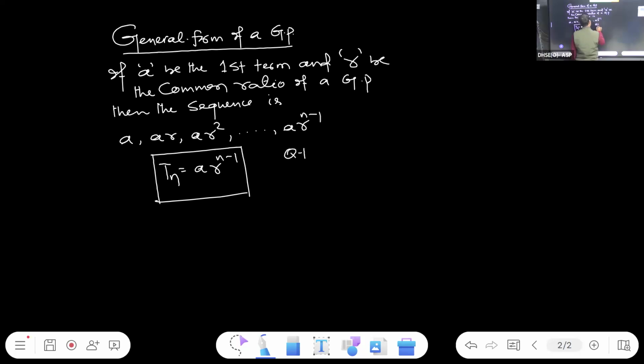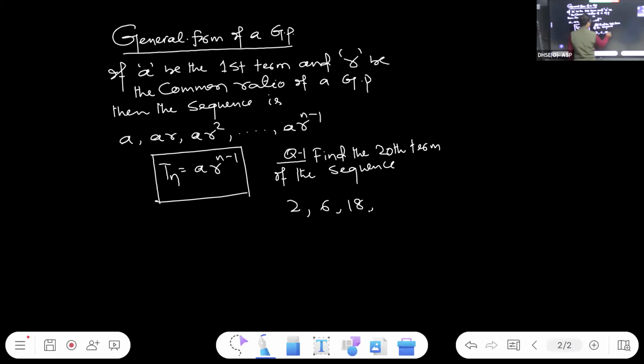Write down a question. Find the 20th term of the sequence 2, 6, 18, 54. The GP is given by 2, 6, 18. The first four terms of the GP are given: 2, 6, 18 and 54. We have to find the 20th term of the GP.